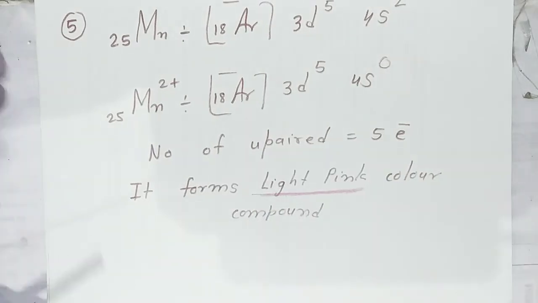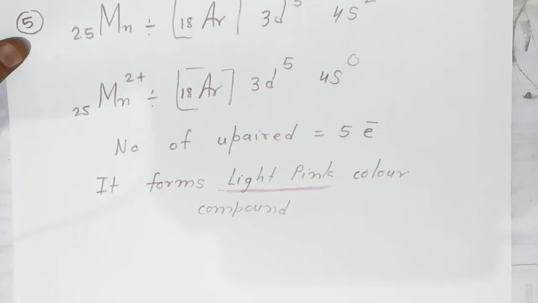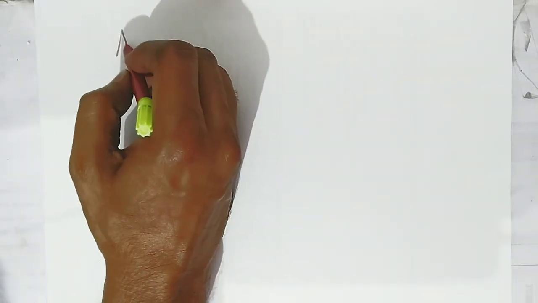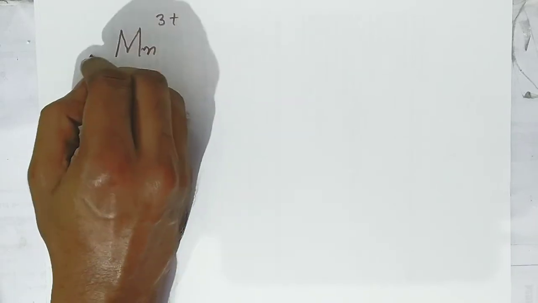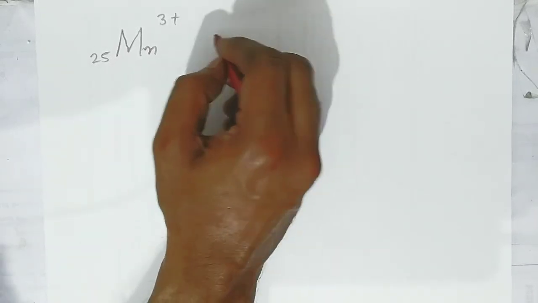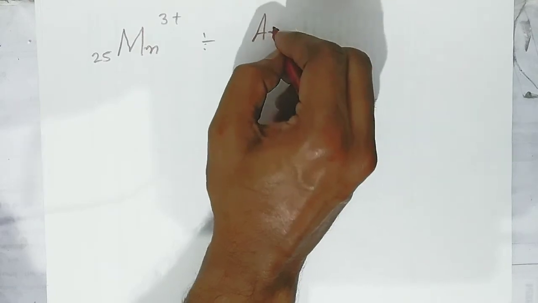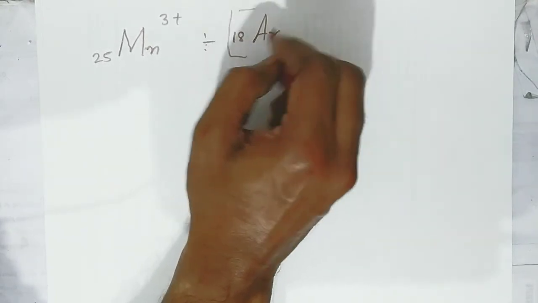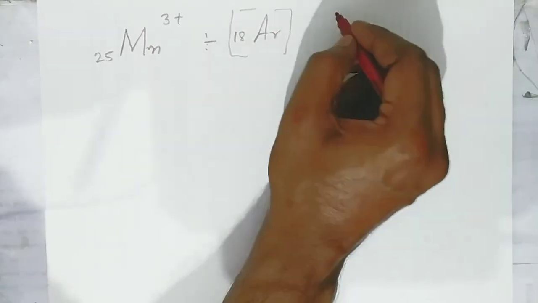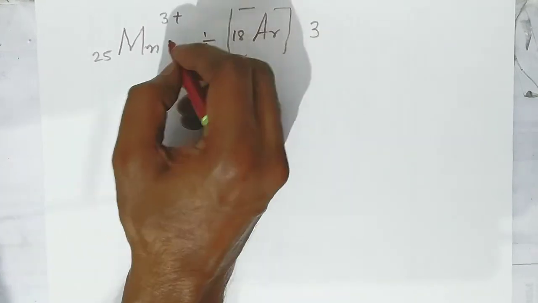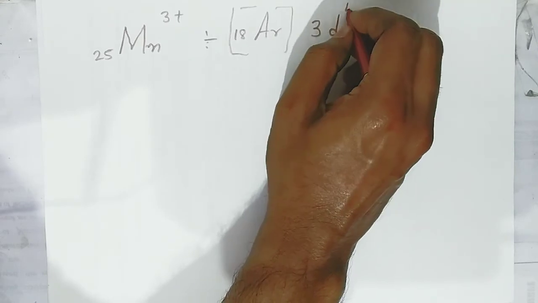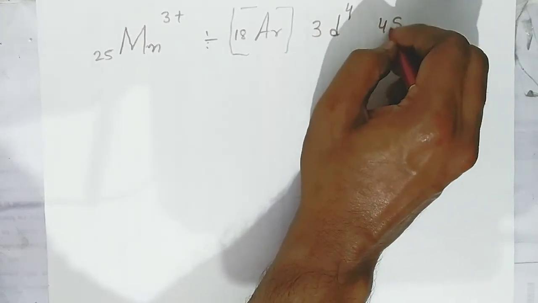Now students, what happens when manganese forms manganese 3 plus cations? Manganese 25. What would be the electronic configuration, students? Argon 18. Now 3 electrons are used in the formation of bonding. How many electrons remain, students? Out of 7 electrons, we have used 3, so 4 electrons are present and 4s is always 0.